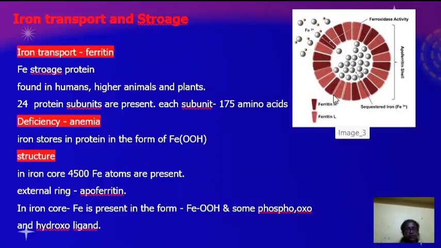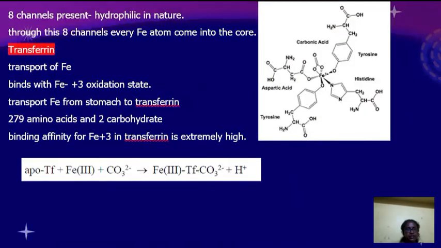This is the structure of the ferritin. In this structure, the core part contains 4,500 iron atoms and also some phospho, oxo and hydroxyl ligands are present. The outer part, that is the external ring, is called apoferritin. It also contains 8 terminal hydrophilic channels. Through these channels, iron atoms enter into the core part of the ferritin. The 8 channels are hydrophilic in nature. Through these 8 channels, every atom comes into the core.